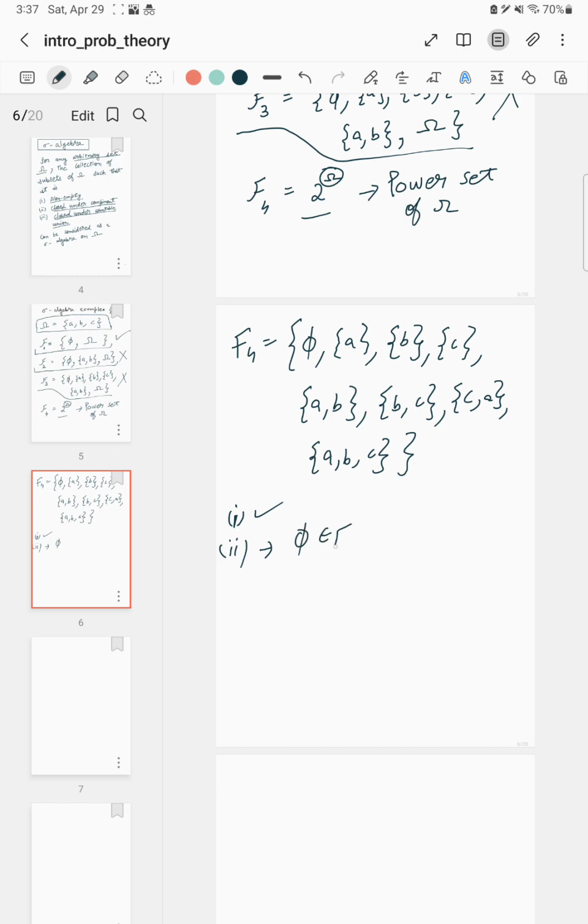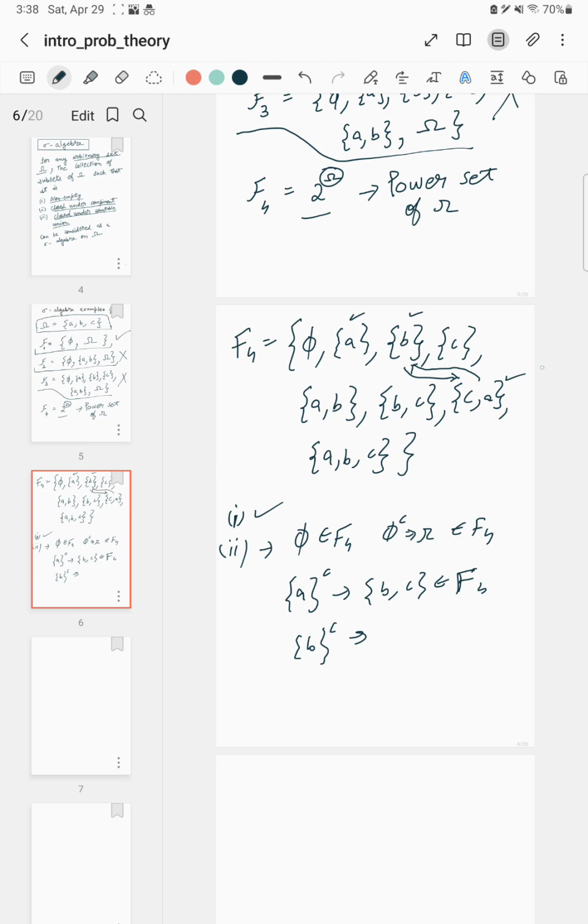So let's see, phi belongs to F4 and phi complement, which is omega, also belongs to F4. As you can see, this ABC belongs to F4. Now let's check for this. The complement of A is basically BC, which belongs to F4. The complement of B is nothing but CA, and similarly the complement of CA is nothing but B. So both of these satisfy this condition.